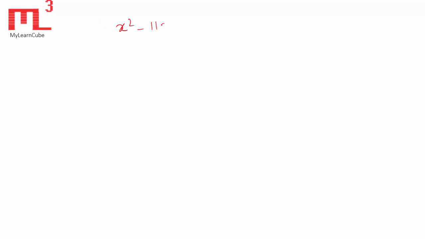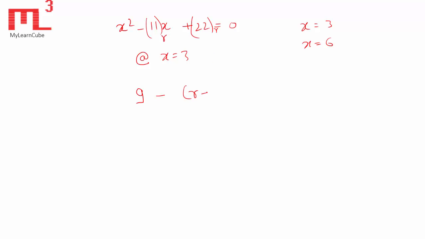Now one more method for solving this equation. We have given x² - 11x + 22 is equal to 0, and we have given that x is equal to 3 and x is equal to 6 are the roots of this equation. Now if it is so, then at x is equal to 3, we will have 9 minus, suppose this base is r, (r + 1) into 3 plus (2r + 2).